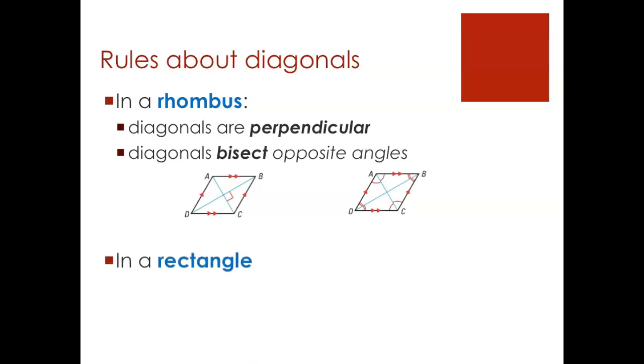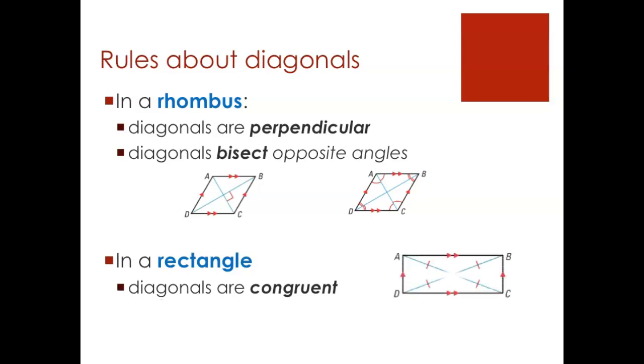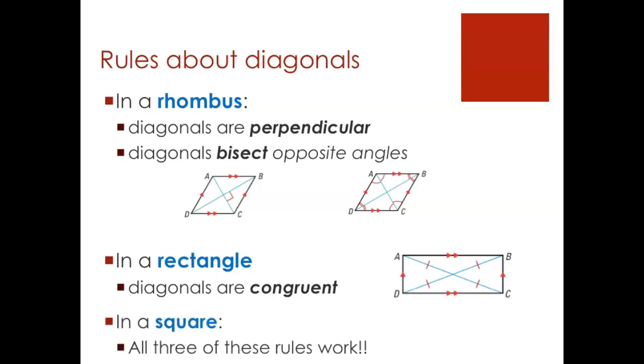Now in a rectangle, in addition to the diagonals bisecting each other, the diagonals are actually congruent to each other. So in this picture here, we see that AC and BD are congruent to each other. And then because they also bisect each other, we can see that we actually create 4 equal line segments. Now in a square, all 3 of these rules are going to work. So not only are diagonals perpendicular, diagonals bisect opposite angles, but diagonals are also going to be congruent for a square as well.